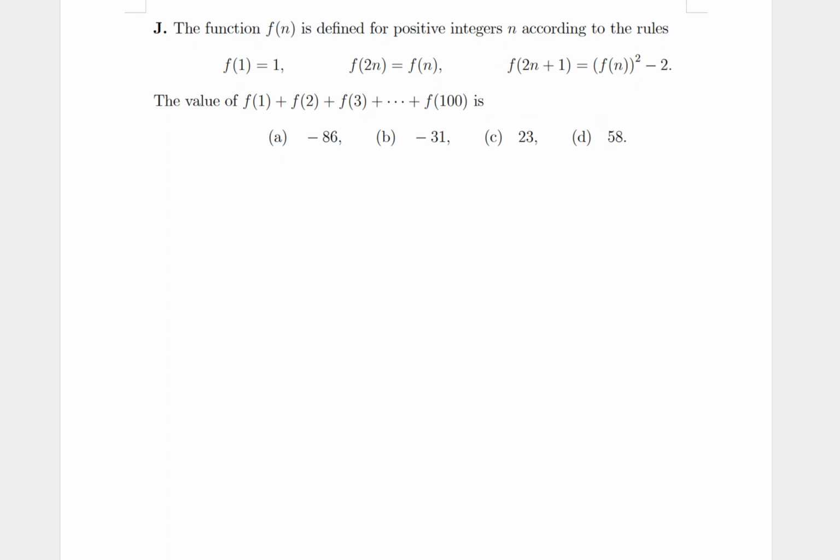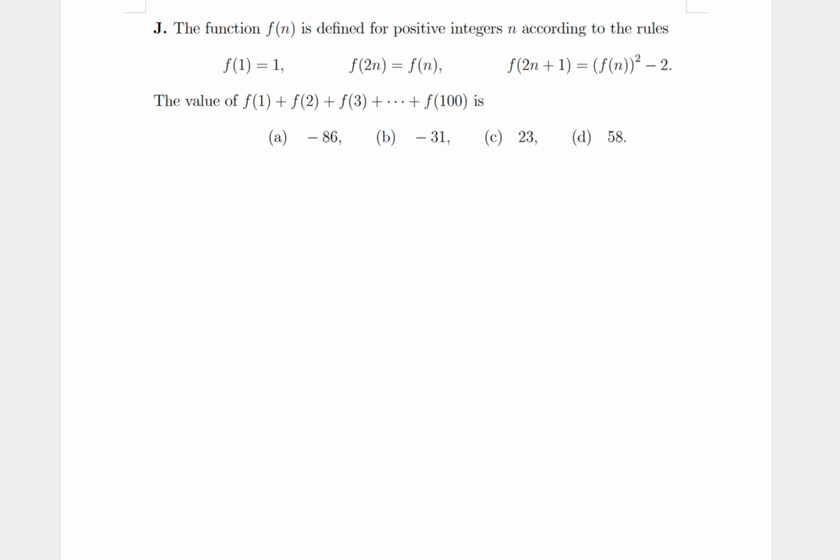Okay, last question, 1J. The function f is defined for positive integers n according to the rules: f(1) equals 1, f(2n) equals f(n), and f(2n+1) equals f(n) squared minus 2. So the value of f(1) until f(100) all added together is how many? Okay, interesting. This function is weirdly defined, and I guess that's the whole point of MAT questions.